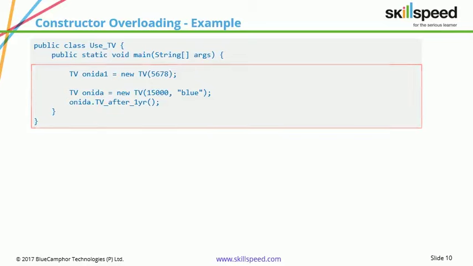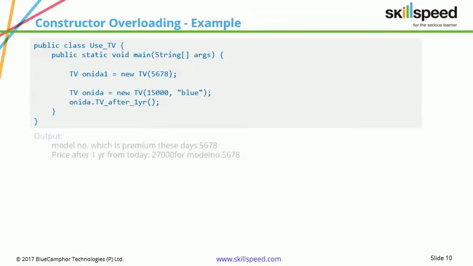When I execute this program, I will get the output as model number, which is premium these days, 5678, because the first constructor prints the model number with the statement, and then for the second constructor, which we call by creating the second object, and then we call the TV after 1 year method, we get the price after 1 year from today, 27,000 for model number 5678.